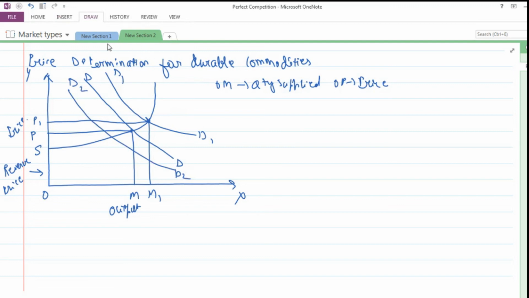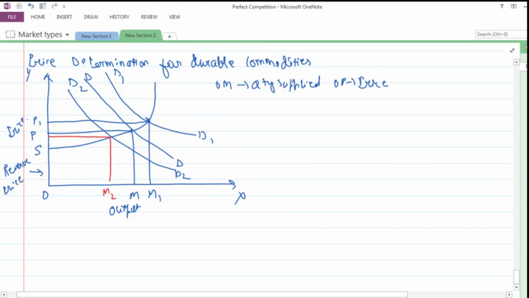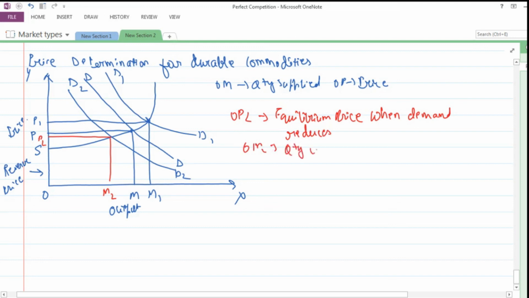Now the equilibrium price in this case would be here. Equilibrium price would be this one, and the equilibrium quantity would be M2. The price would be P2. So OP2 is the equilibrium price when demand reduces, and OM2 is the quantity when demand reduces.